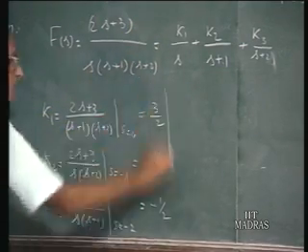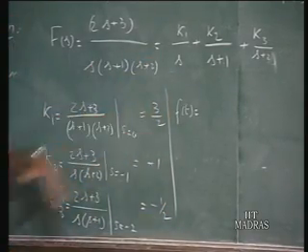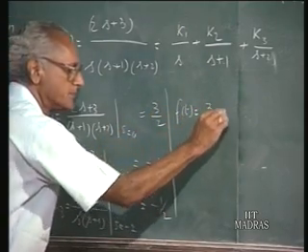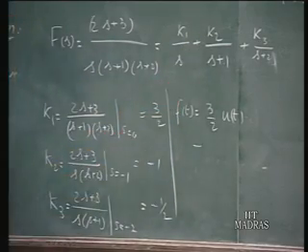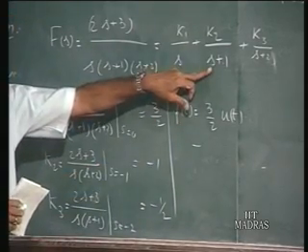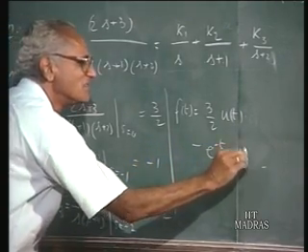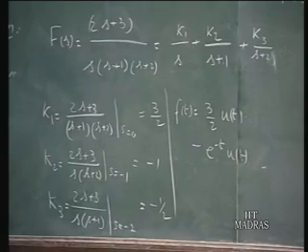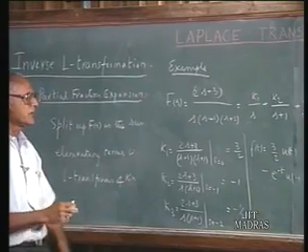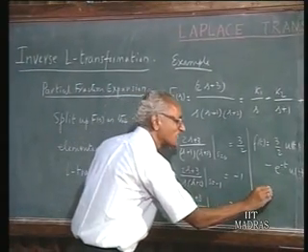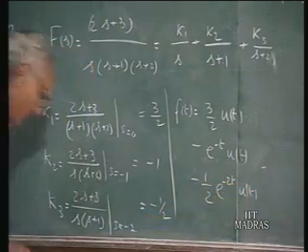So from this, f(t) can be obtained as k1 by s, 3 by 2 upon s, it corresponds to 3 by 2 u(t), plus k2 upon (s plus 1). This corresponds to k2 e to the power of minus t. K2 is minus 1. Therefore, minus e to the power of minus t u(t). The inverse Laplace transform of k3 upon (s plus 2) is k3 e to the power of minus 2t. K3 is minus half. So minus half e to the power of minus 2t u(t). That is the final result.